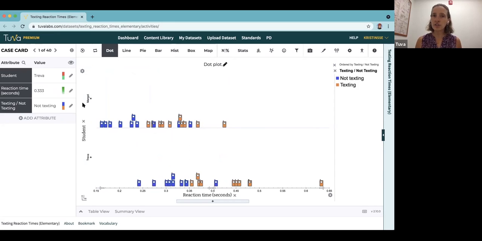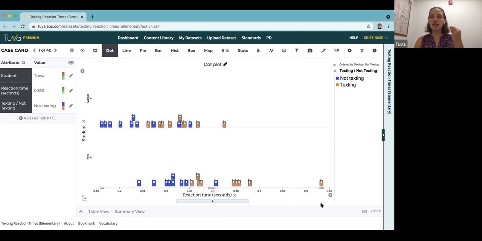Oh, so interesting. There were differences among our students, and at first glance, it looks like Margot had all of the really quick reaction times within the data set, whereas Treva had the slower reaction times in the data set. So overall, Margot was a bit faster than Treva. Now, there's an awful lot of overlap between these two and their reaction times, but it is interesting. There are some differences in what we see in terms of their reaction times.